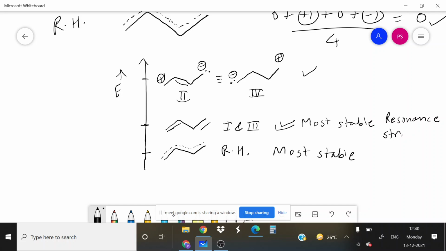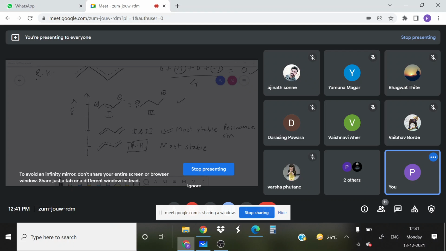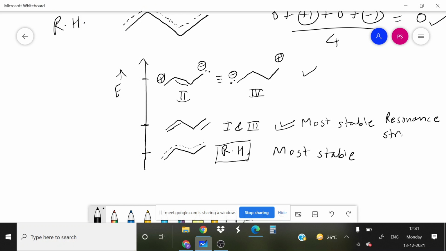What is the most stable structure? Of course, the resonance hybrid. But the resonance hybrid is not a resonance structure or canonical form. What is a canonical form? Structures number 1, 2, 3, 4 are canonical forms. And out of these four structures, which canonical form is the most stable? You tell me. Which is the most stable? First and third, or second and fourth? First and third. The first and third canonical forms are the most stable.